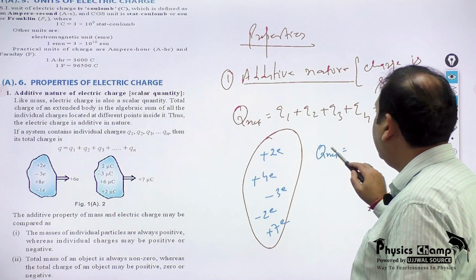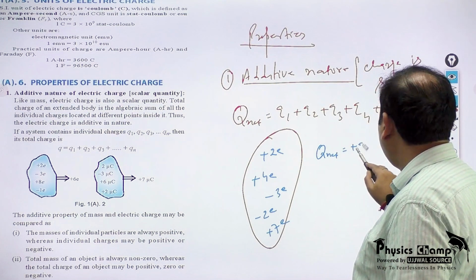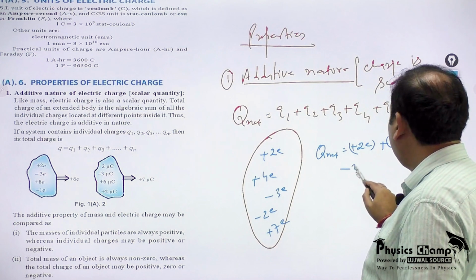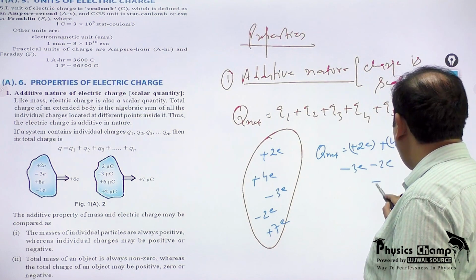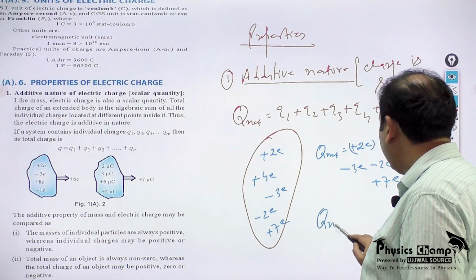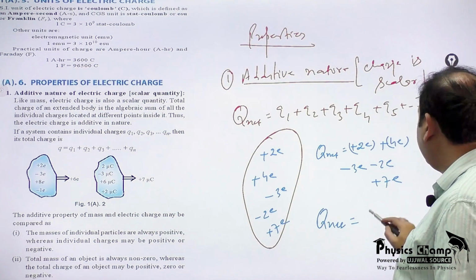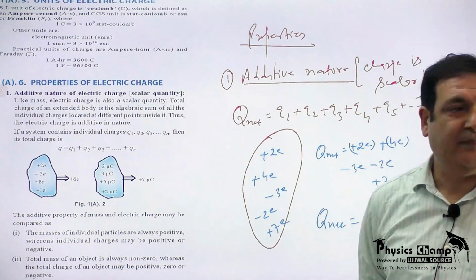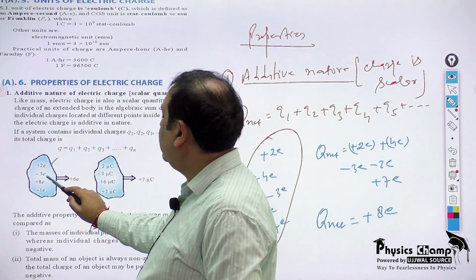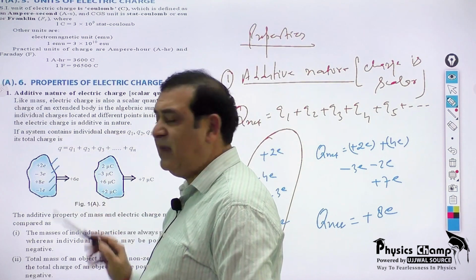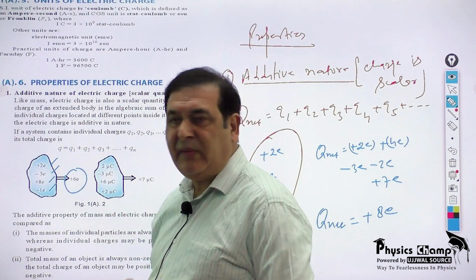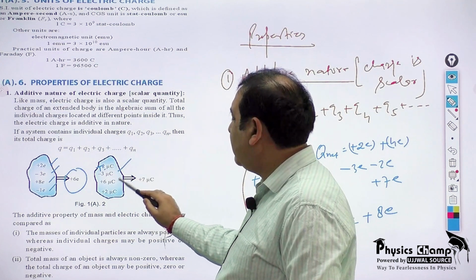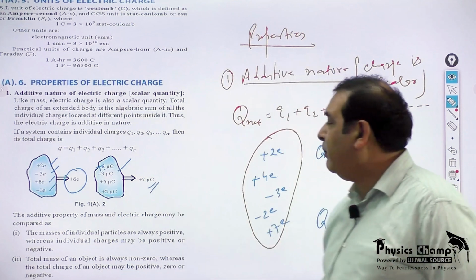The net charge will be the algebraic sum of all the charges, that is plus 2e, plus 4e, minus 3e, minus 2e, plus 7e. So it is 13 minus 5, and thus it is plus 8e is the net charge on this whole body. Like over here, you have a charge plus 2e, minus 3e, plus 8e, minus e. The net charge is 6e. Similarly, in this case, the charge is plus 2 microcoulomb, minus 3 microcoulomb, plus 6 microcoulomb, plus 2 microcoulomb. It is plus 7 microcoulomb.